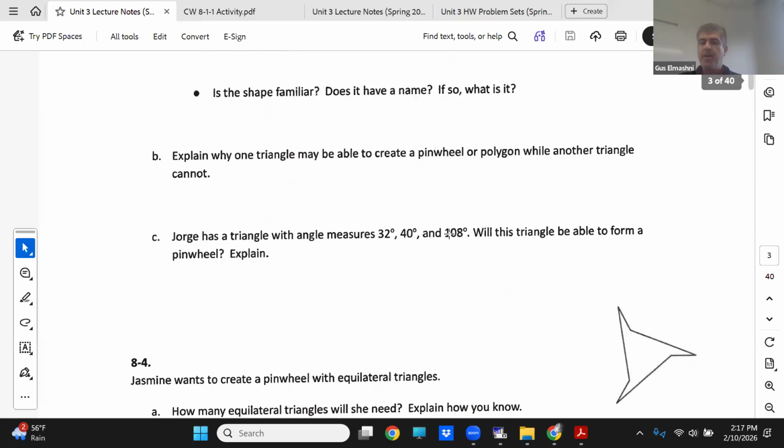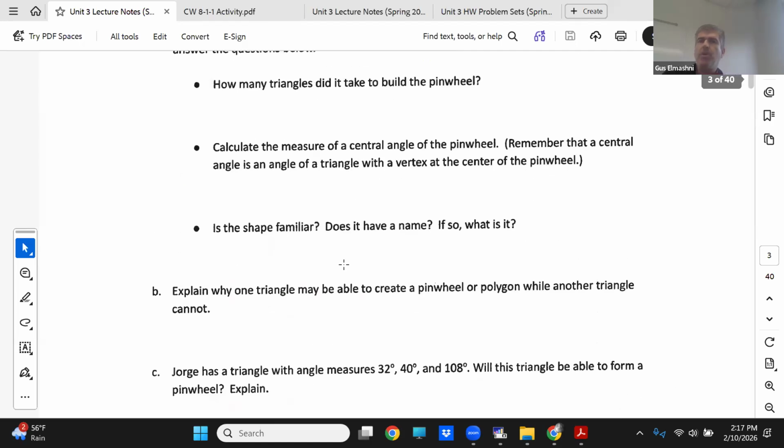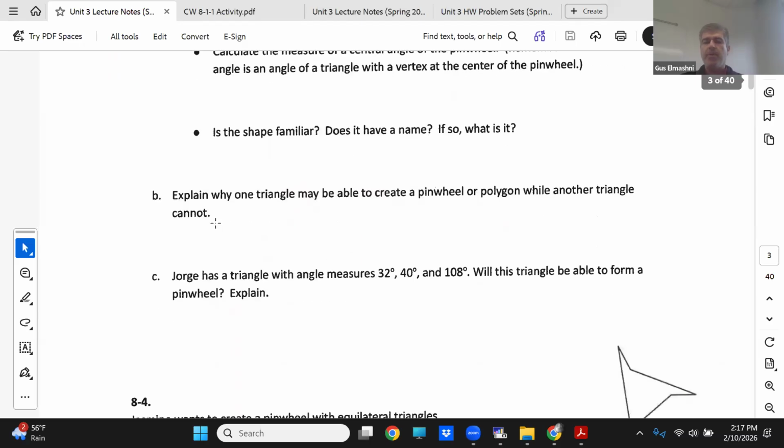So here's what we're doing, guys. Every single time we're building this, we want to build it so that the angles all add up to 360, right? All the angles in the middle add up to 360. That's kind of the key idea here.